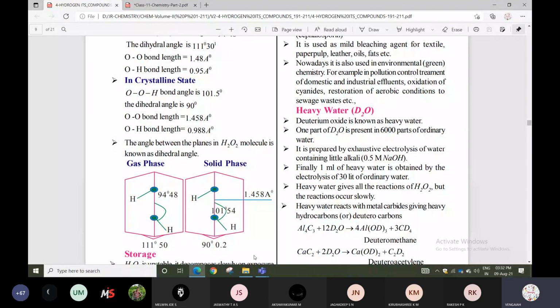So finally, 1 ml of heavy water is obtained by the electrolysis of 30 liters of ordinary water. From 30 liters of normal water, you can get only 1 ml of heavy water. Heavy water gives all the reactions of hydrogen peroxide, but these reactions occur slowly. Whatever reactions there are, they will be the same.